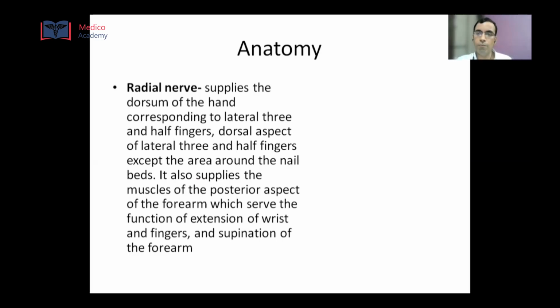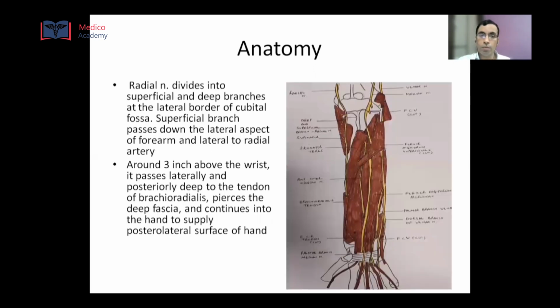Now, the radial nerve block at the level of the wrist. The radial nerve supplies the dorsum of the hand corresponding to the lateral 3.5 fingers, the dorsal aspect of the lateral 3.5 fingers except the area around the nail beds. It also supplies the muscles of the posterior aspect of the forearm, which serve the function of extension of the wrist and fingers and supination of the forearm.